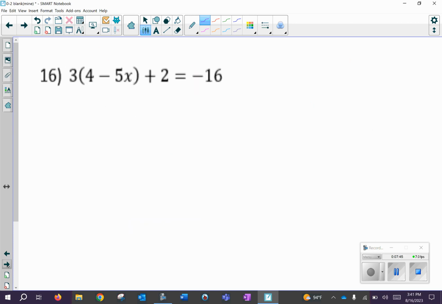All right, 16 from the summer packet. Remember, the first thing you've got to do is distribute. So if you distribute both of those, you would have 12 minus 15x plus 2 equals negative 16. If we combine like terms before we move things around, I'd have negative 15x, and the 12 and the 2 give you 14.